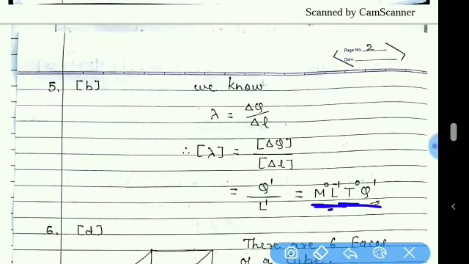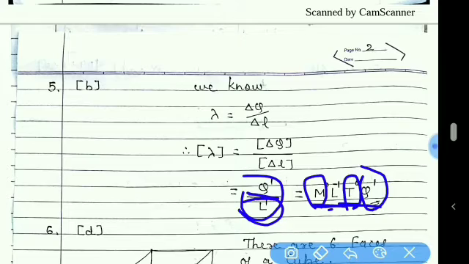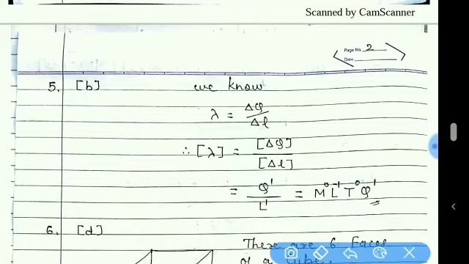M is not there here, so M raised to 0. T is also not there, so T raised to 0. Q, its power is 1, so as it is, and L is there, whose power is 1, but it is in denominator, so writing it in the numerator, its power will become minus 1. So finally the dimension is M naught, L minus 1, T raised to 0 and Q raised to 1. So option B is correct.